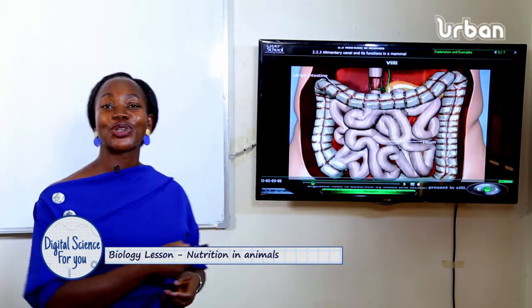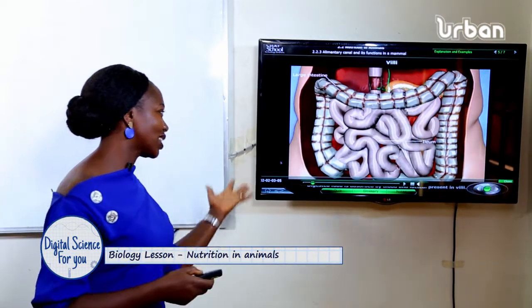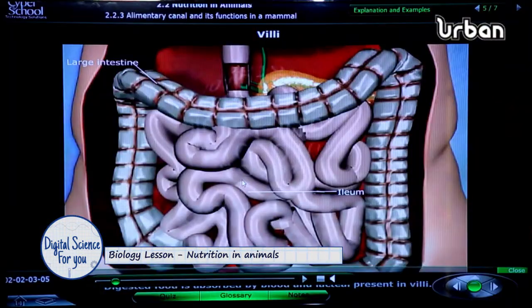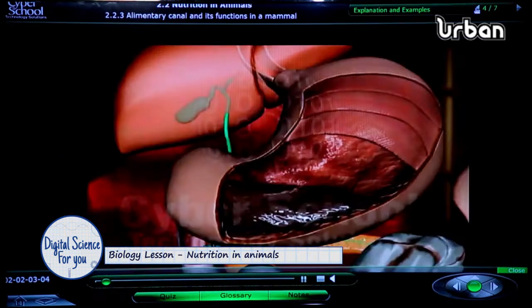Wonderful. Thanks to digital science. We said everything is easy. Just imagine how this could be in class. You're busy looking at lines, not seeing really how the intestines are made. So now we go back to looking at the duodenum.